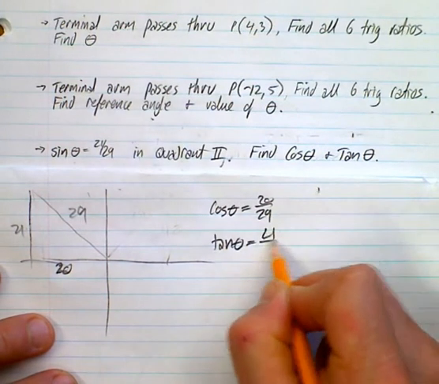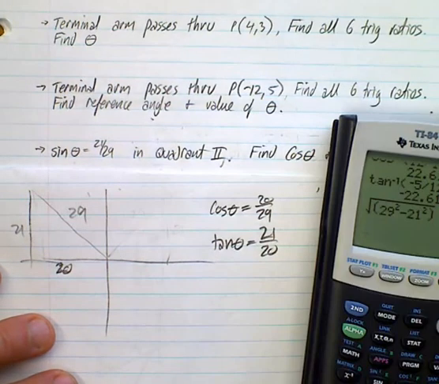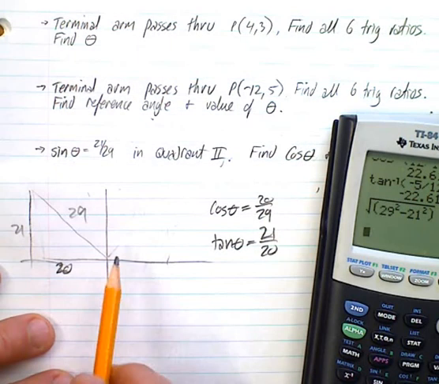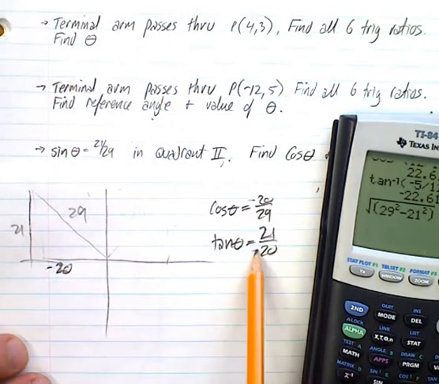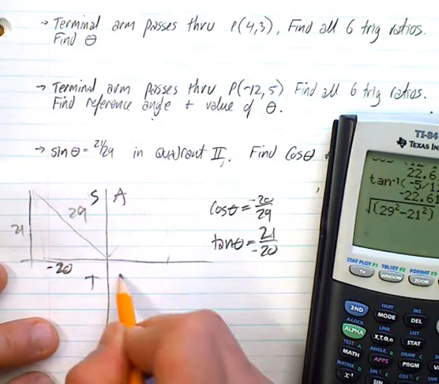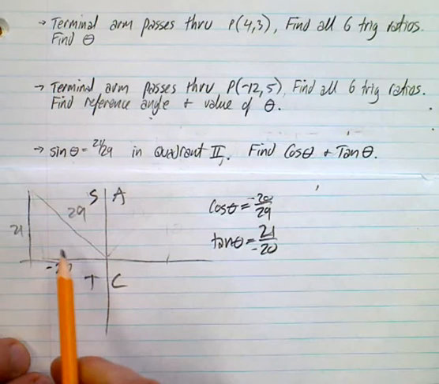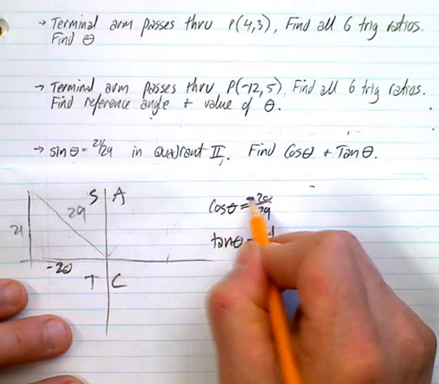It's 21 over 20. So if you were going to look at the angle, this is technically negative, so that should be negative and that should be negative. You can also think about it this way. Look, all sine, tan, cos. Well, sine is the only one that's positive, so your cos and your tan both have to be negative, okay?